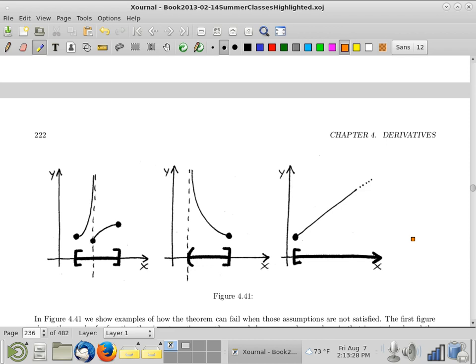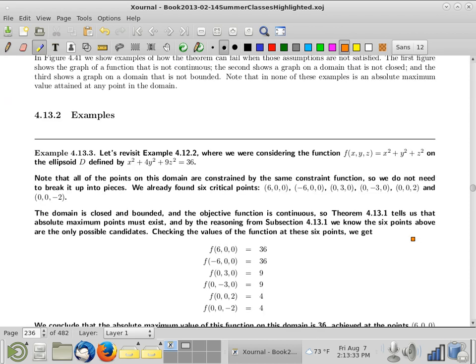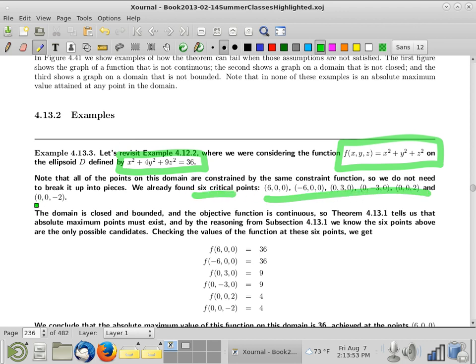All right, so let's apply our new strategy and our new tool to an example. Now, this is an example we have already looked at in the previous section. We looked at this function, and we were on the ellipsoid defined by this equation. So we've already gone through and found 6 critical points, and these are they.